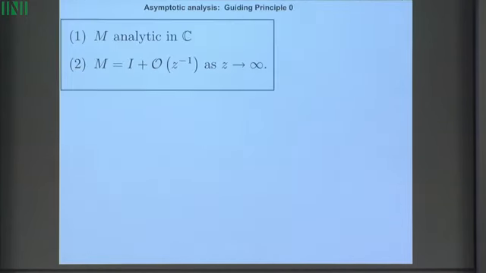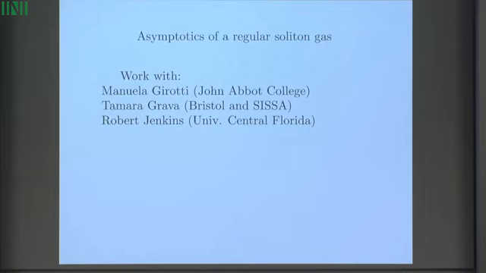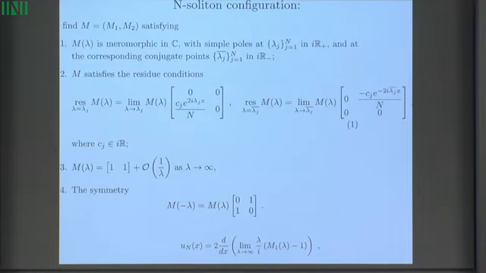Okay, so in the time that remains, I will not go over, I promise. I want to talk about work with Manuela Girotti, Tamara Grava, and Bob Jenkins, which has to do with one of the examples that I mentioned. So this is the KdV equation. Suppose the reflection coefficient is 0, but there are exactly n solitons, and they're described in this way.